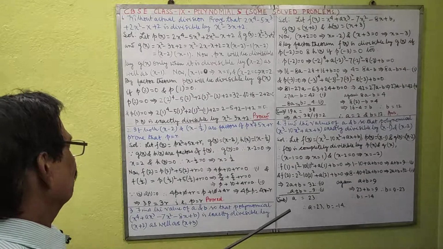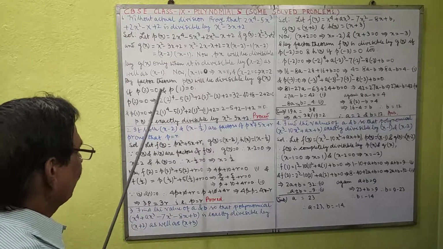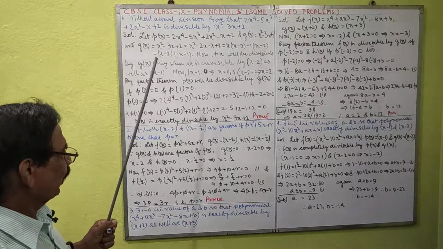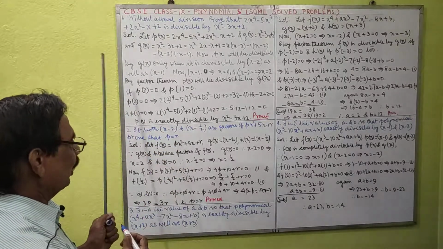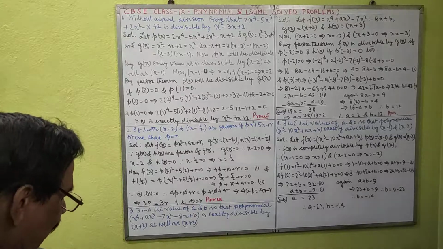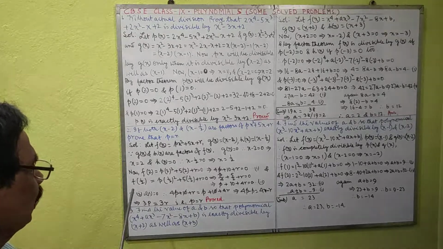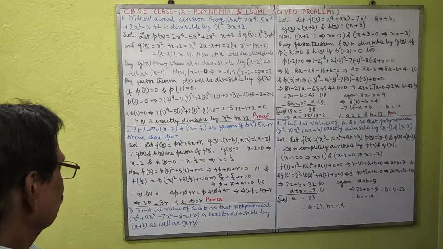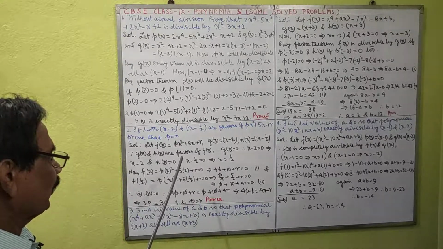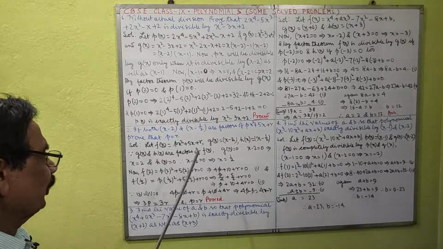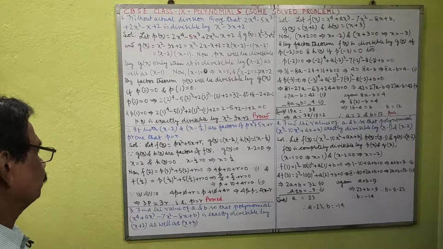It is proved. Next question: if both x − 2 and x − 1/2 are factors of px² + 5x + r, you have to prove that p = r. Let f(x) = px² + 5x + r, and g(x) = x − 2 and h(x) = x − 1/2.